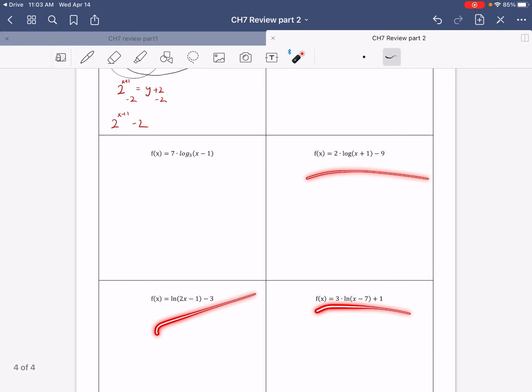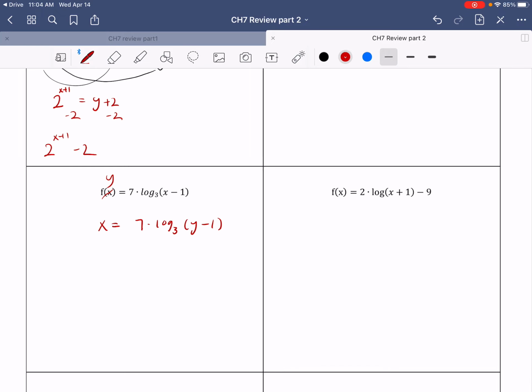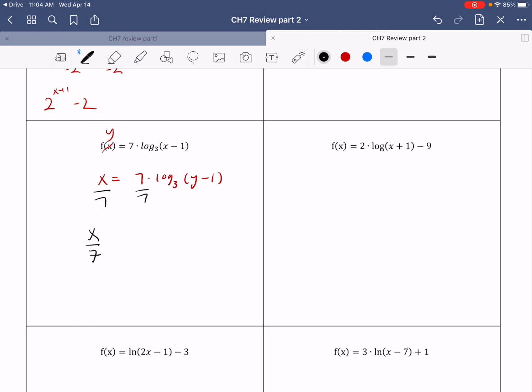I believe these questions are pretty easy, so I think you can do it by yourself, but here we go. So switch x and y. x equals 7 times log base 3 of y minus 1. Unlike the question on the right, I don't have any number here, so here you would have to do plus 9 first. But I don't have anything here, so I only have to deal with this 7, which is just divide by 7 both sides. So you get x over 7 equals log base 3 of y minus 1. I forgot to switch the sides, but it's okay.